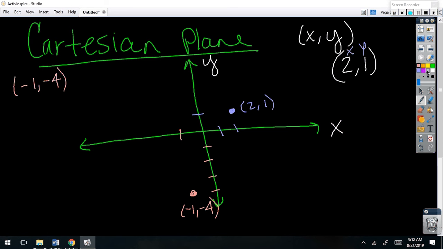Am I going too fast? Okay. What is this point in the middle called? Origin. What are the coordinates of the origin? 0, 0. That is exactly right.